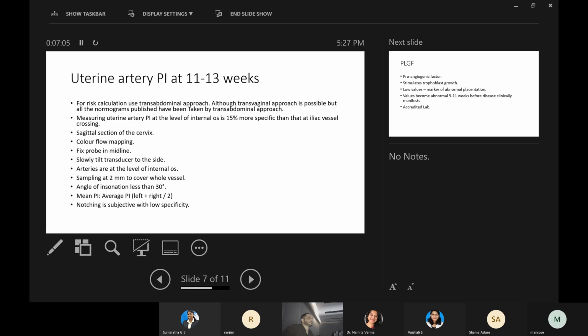The sample gate for power Doppler should be 2 mm, to cover the entire width of the vessel. And again, we have to note here the subjective thing of notching of the uterine artery. This is something outdated again, because it has very low specificity.